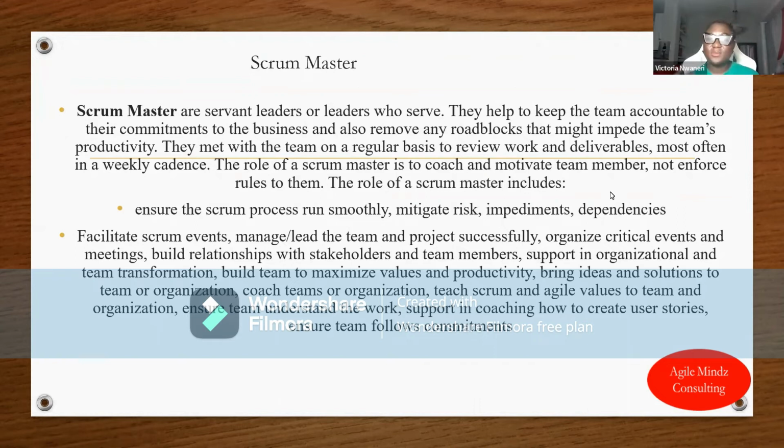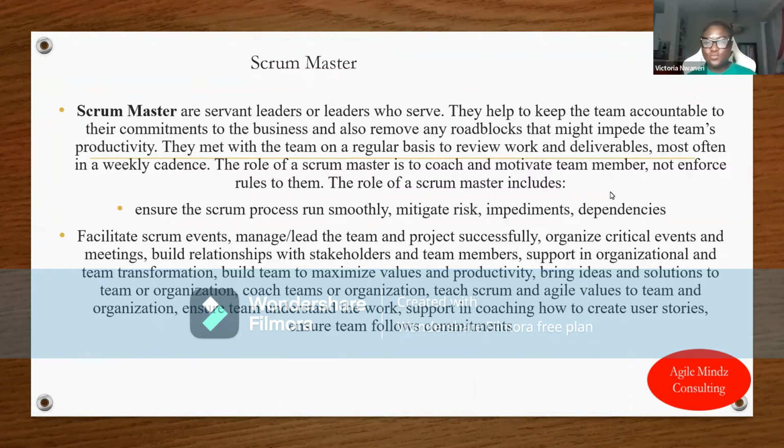They help to keep the team accountable to the commitment to the business, and also support in removing any roadblocks, blockers or impediments that the team may face or that may impair the team's productivity. They also meet with the team on a regular basis to review work and deliverables, often in a weekly cadence. The Scrum Master is a coach, someone who motivates the team, someone who empowers the team, someone who helps the team to be successful.